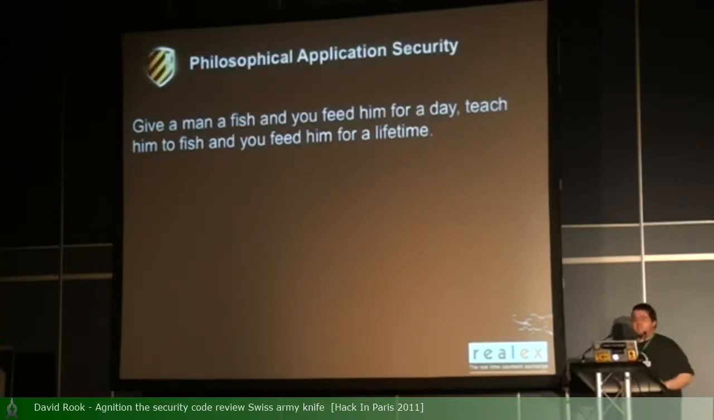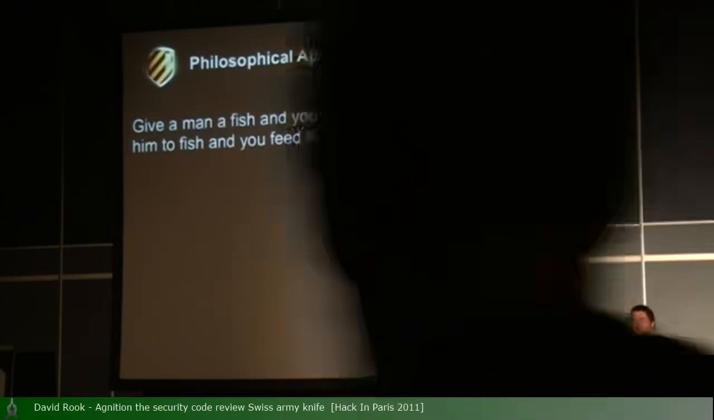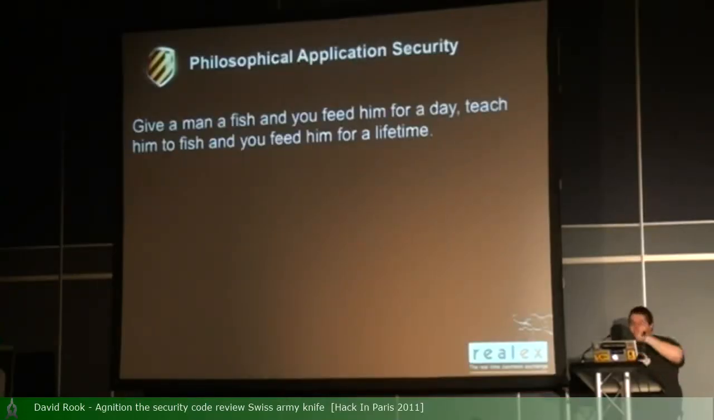Things like input validation would knock, I think it was a third or more of the vulnerabilities off the OWASP top 10 and SANS top 25. Sure, that doesn't mean input validation is easy, but it means you're teaching the developers about what they need to know. And over time, I started to think of it a little bit like this well-known saying on the screen.